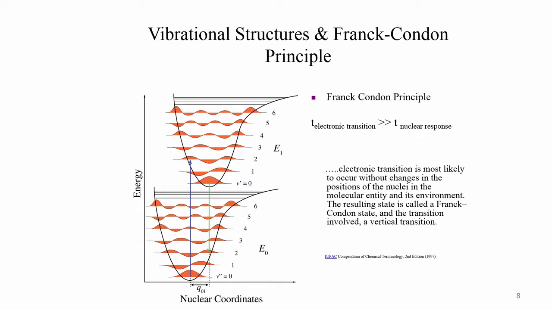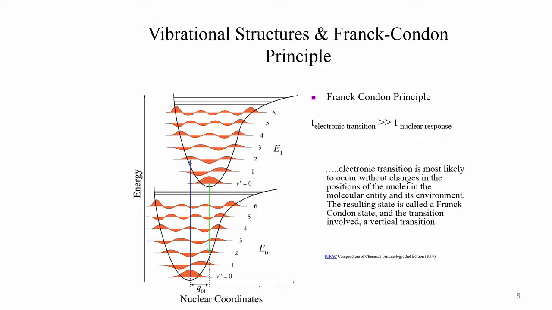Okay. So, one principle that is assumed in laser induced fluorescence is called the Franck-Condon principle, and it means that the time for electronic transition is much greater than the nuclear response. This means that the nucleus of the OH does not move while the electronic transition happens. That is, the electronic transition is most likely to occur without changes in the position of the nuclei in the molecular entity and its environment, and the resulting state is called the Franck-Condon state, and the transition involved is a vertical transition.